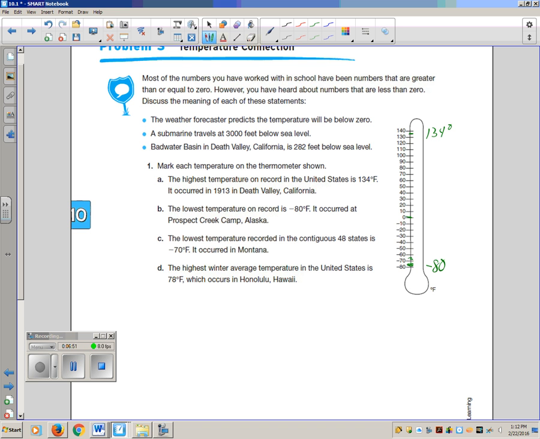Not much. Sorry, smartboard's not lined up. Cody's fault. And D. The highest winter average temperature in the U.S. is 78 degrees. That's not bad. That's above 0, so up here is 78 degrees. These are all integers, positive and negative whole numbers. Negative numbers are below 0. Positive numbers are above 0.